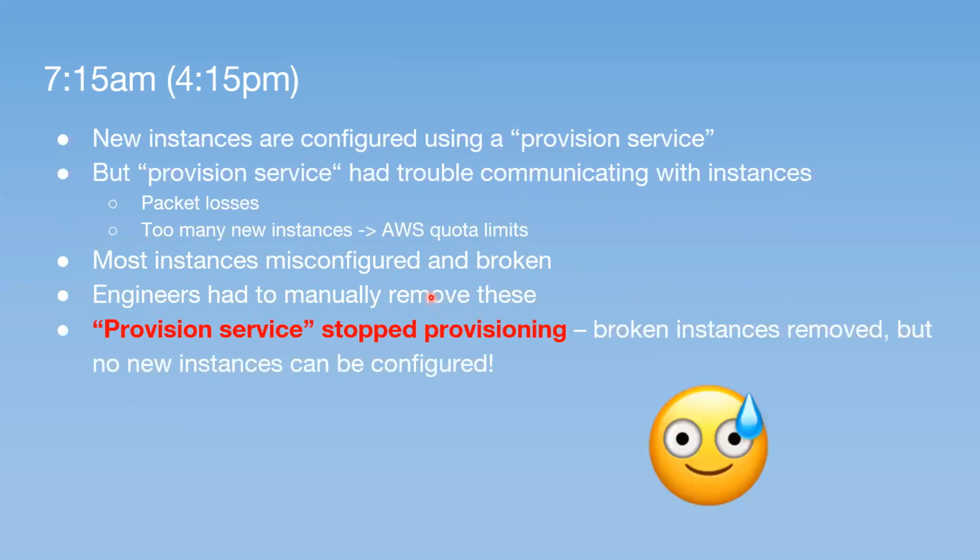But then what happened was that the provision service itself suddenly went down. It stopped provisioning. So the broken instances were removed, but no new instances could be configured. This happened at 7:15. Not being able to create new instances is pretty bad. And so we're at 7:15, and now we fast forward 50 minutes.